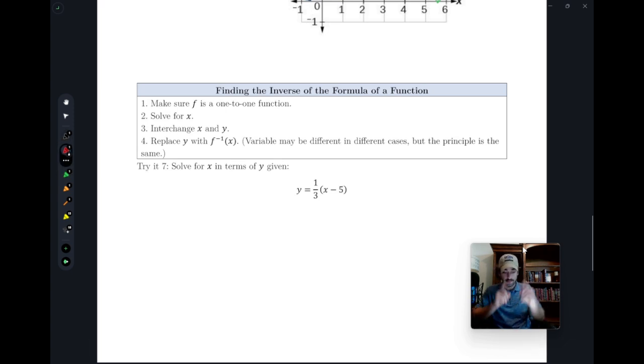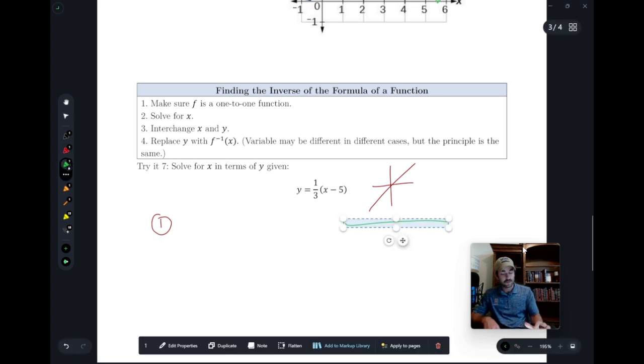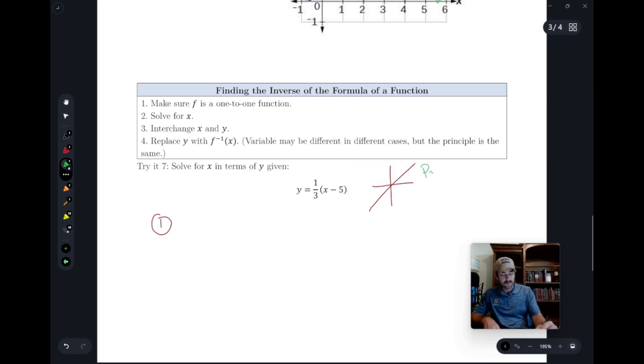Step 1, make sure it's 1 to 1. Before you can even do anything, you've got to say, is it 1 to 1? Does every single x value have a unique y value? The easiest way to check is to ask yourself, what type of function is it? We know that this function, because the exponent is 1, is a linear function. Does a linear function pass the horizontal line test? Let's see. It does. So because it's a linear function and passes the horizontal line test, we know it's 1 to 1. Step 1, good.